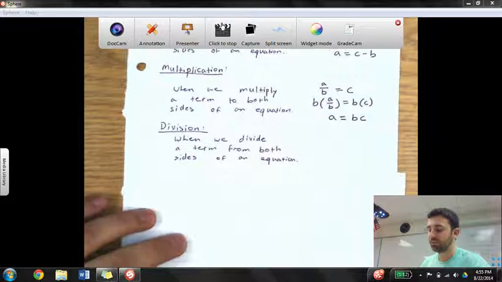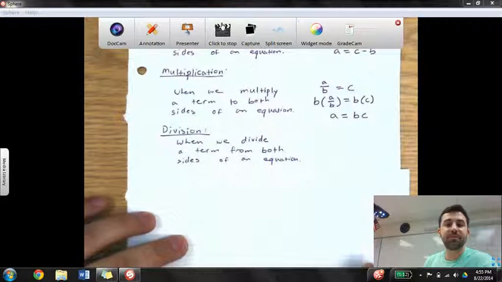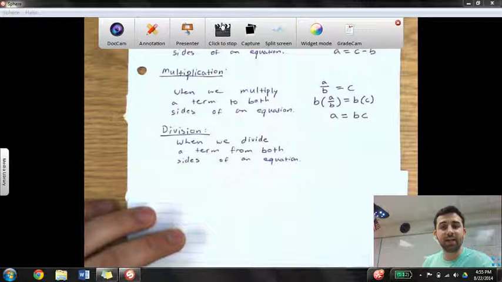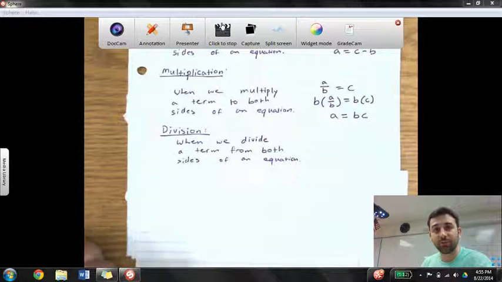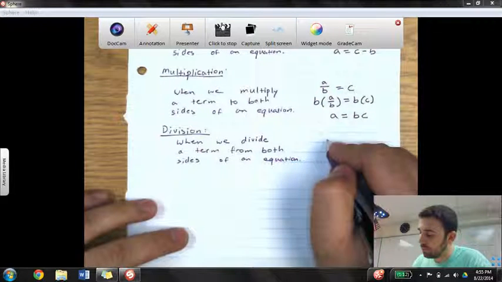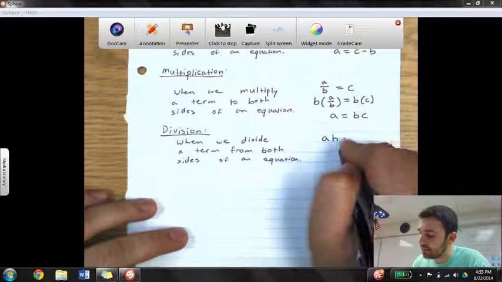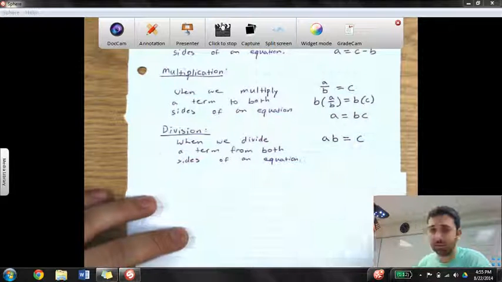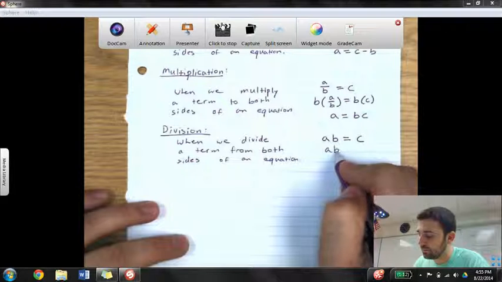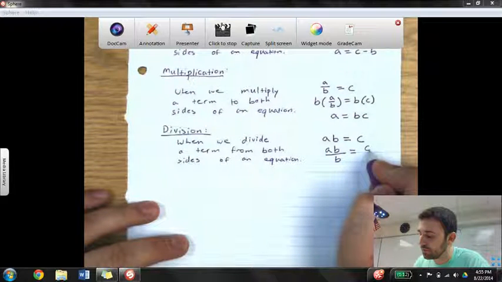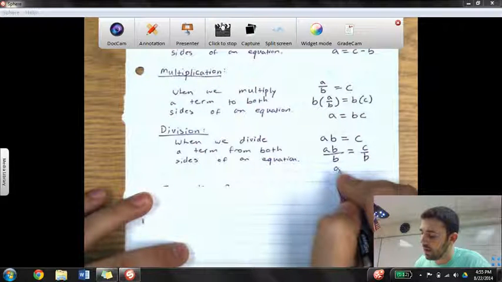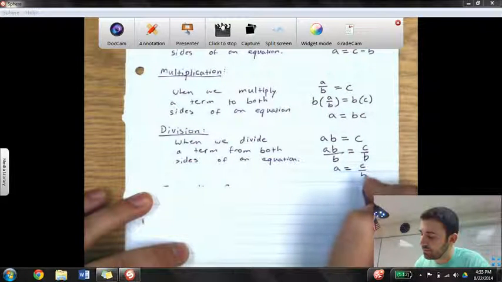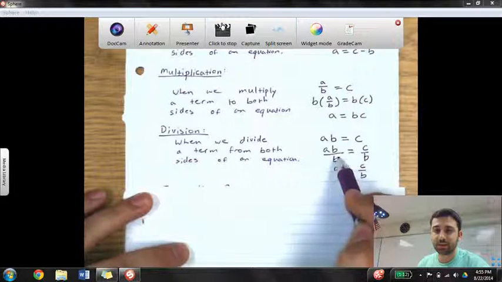The final property we're going to talk about is the division property, when we divide a term from both sides of an equation in order to get an equivalent equation. So when an equation uses multiplication, A times B equals C, in order to solve for A, we must divide by B from both sides. And when we do this, we're left with A equals C divided by B, because our B's cancel out.